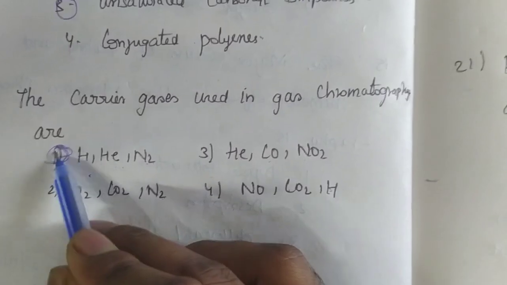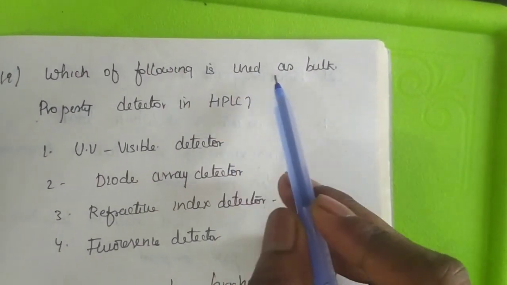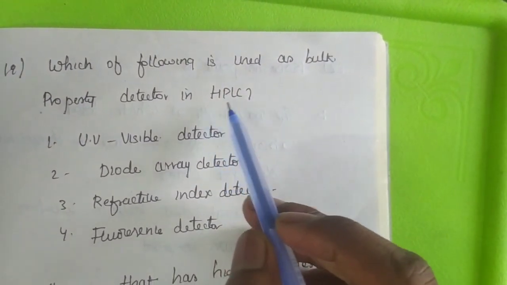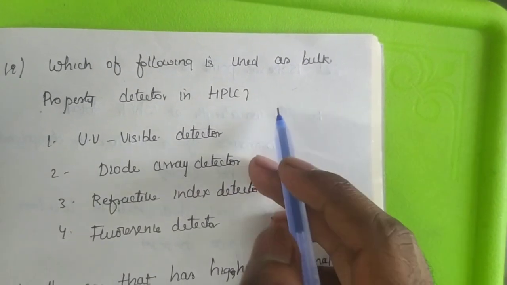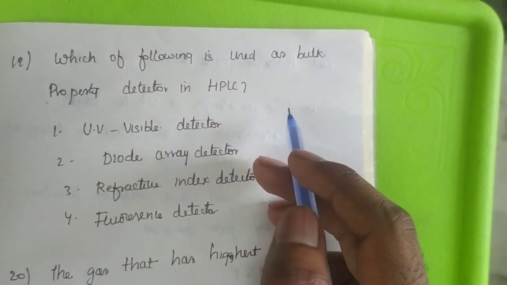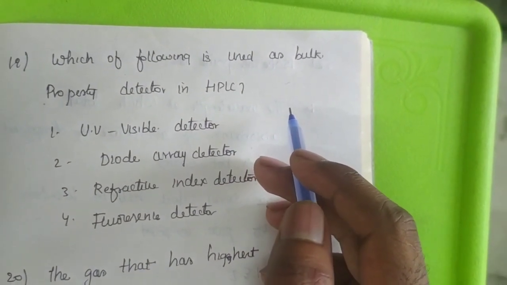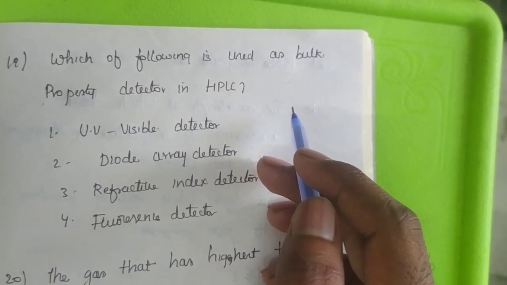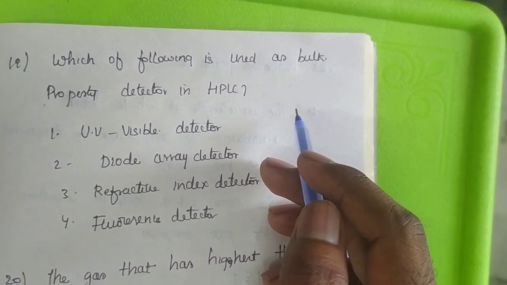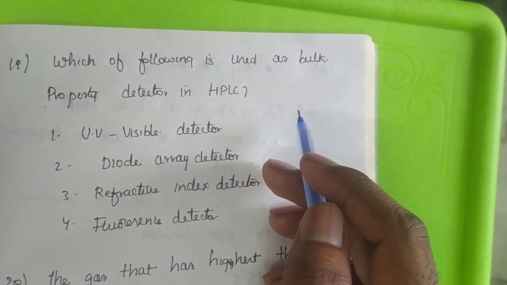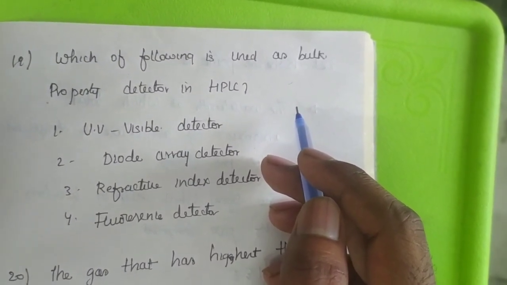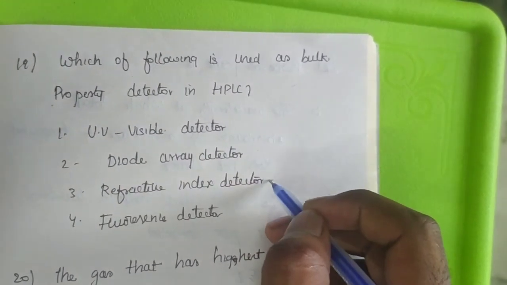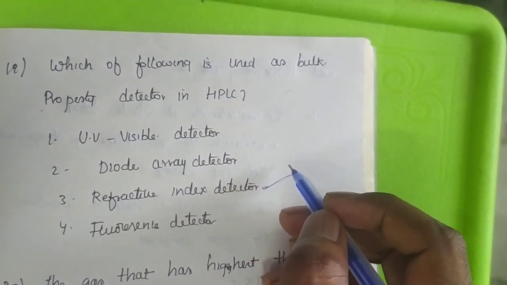Option number 1. Coming to next question, which of the following is used as a bulk property detector in HPLC? UV visible detector, diode array detector, refractive index detector, fluorescence detector. The answer is option number 3, refractive index detector.